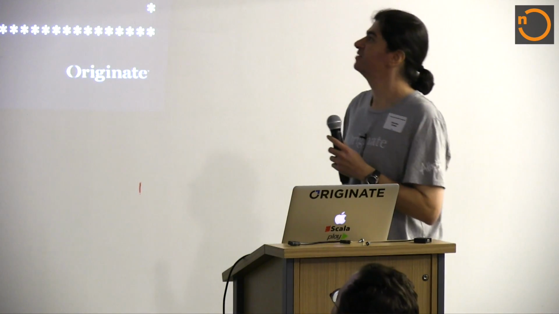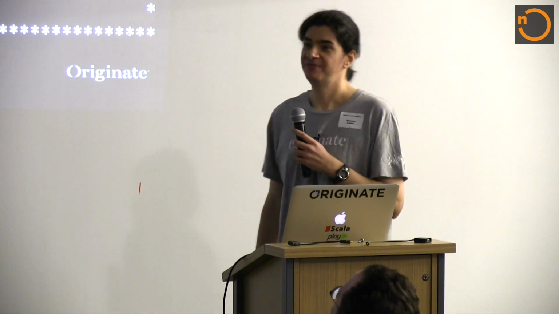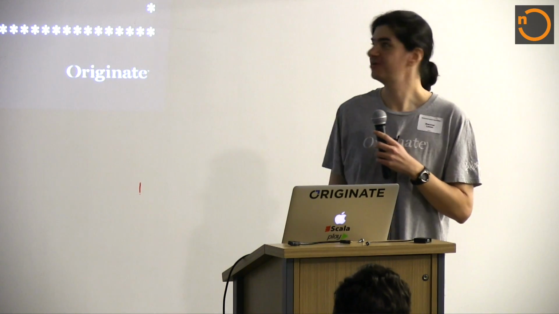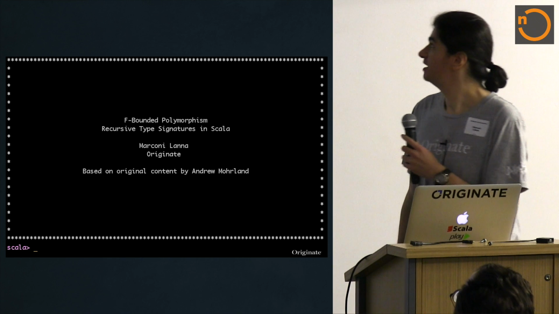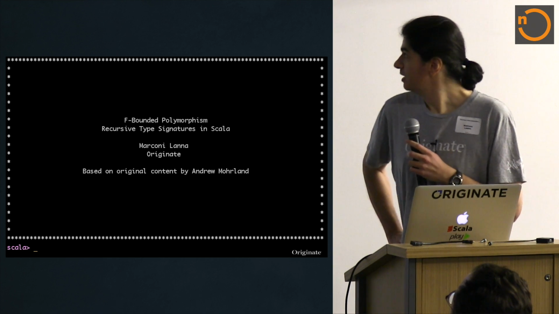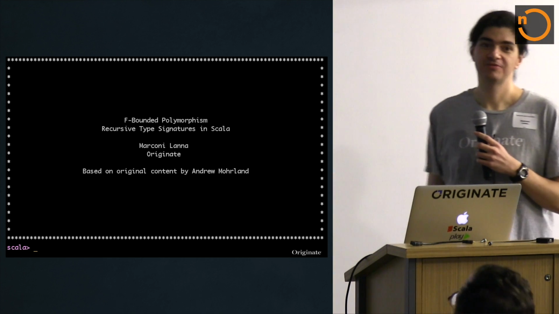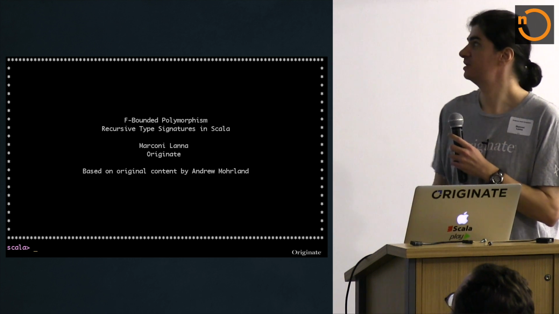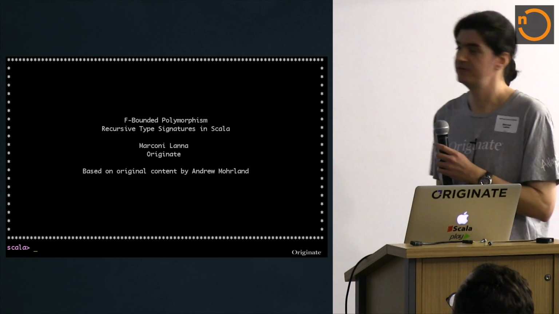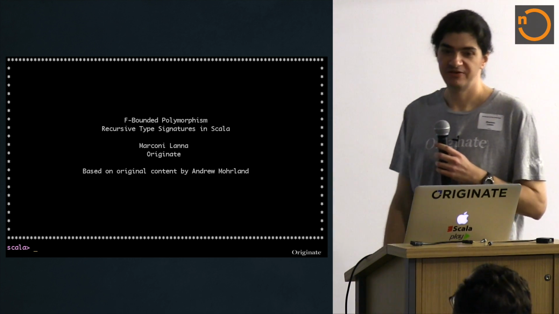So yeah, I'm going to talk about F-bounded polymorphism, and thanks to the guy who didn't spoil my talk. Recursive type signatures in Scala. And I would like to use the opportunity to thank my good friend Andrew at Originate, who wrote most of the content that I'm going to present here today.